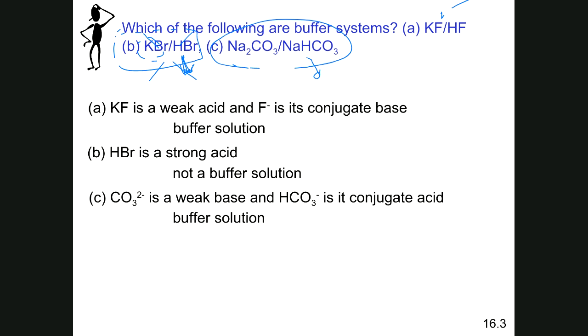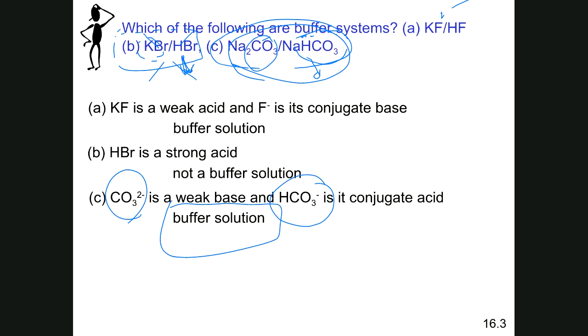If it's not, then it's going to be a weak base. So we have the weak base, and then we have the conjugate acid. So we have a weak base and the conjugate acid of that weak base. If we have a weak base and the conjugate acid of the weak base, then we have a buffer system. So we have the carbonate ion as a weak base, and then this is the conjugate acid to the weak base. So we do have a buffer solution.